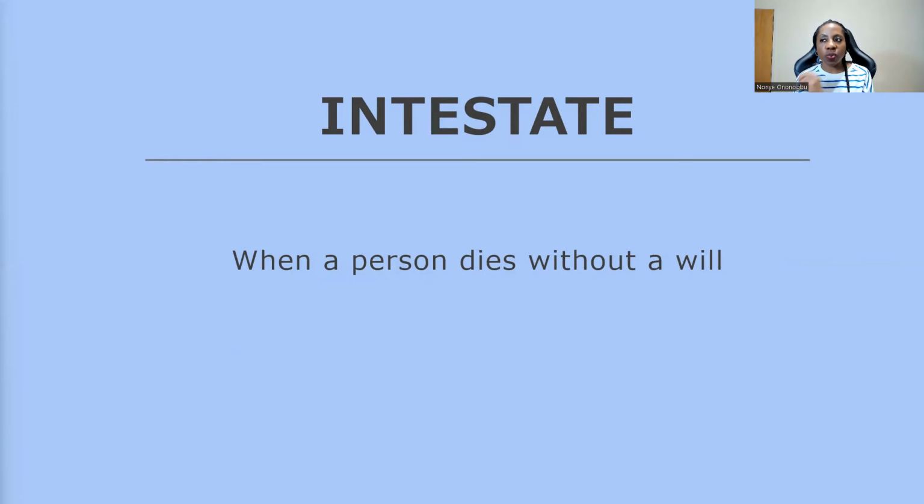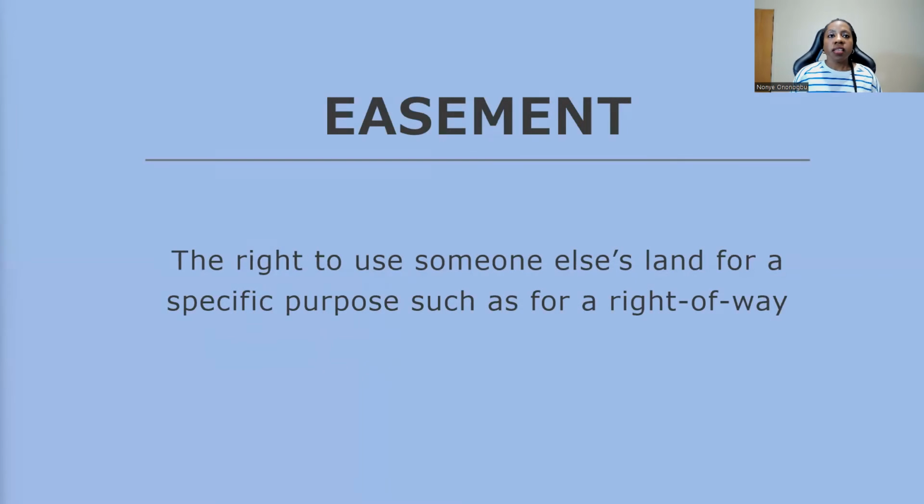Intestate: a person dies without a will. Easement. This is the right to use someone else's land for a specific reason, such as having a right of way or for utility lines and things like that. So easement, someone else's property is being used for some reason.